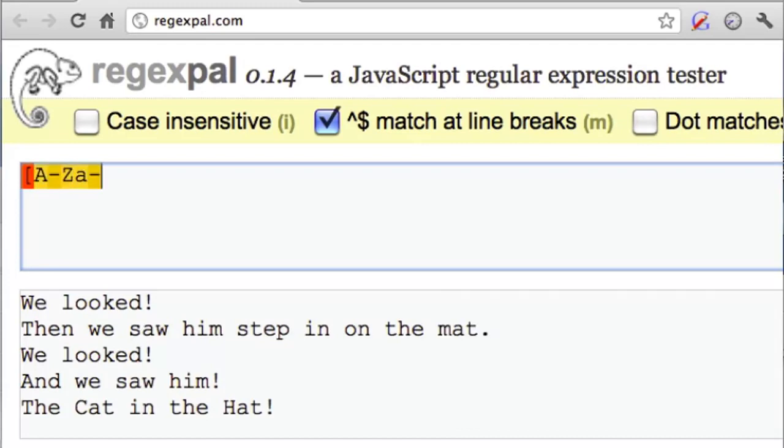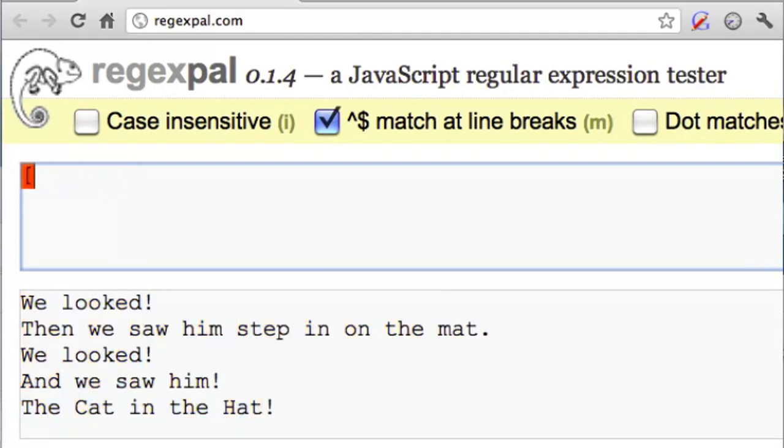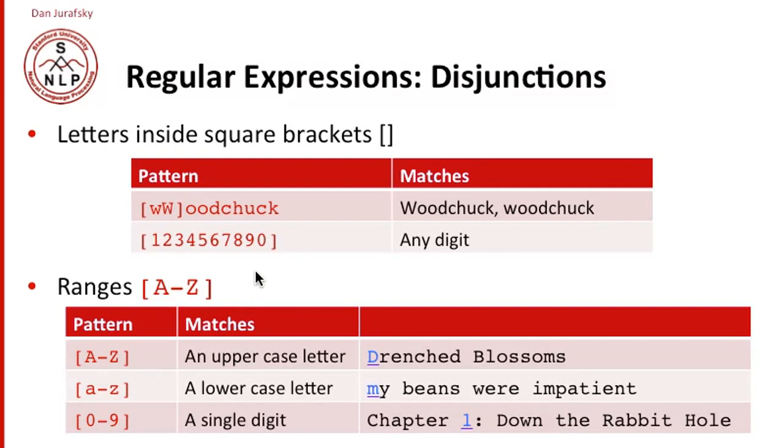We can have... Or we could simply match some of the non-alphanumeric characters. We could have space and exclamation point in our square brackets, and that's going to match, as you can see, some of the non-alphabetic characters. Okay, so let's go on.